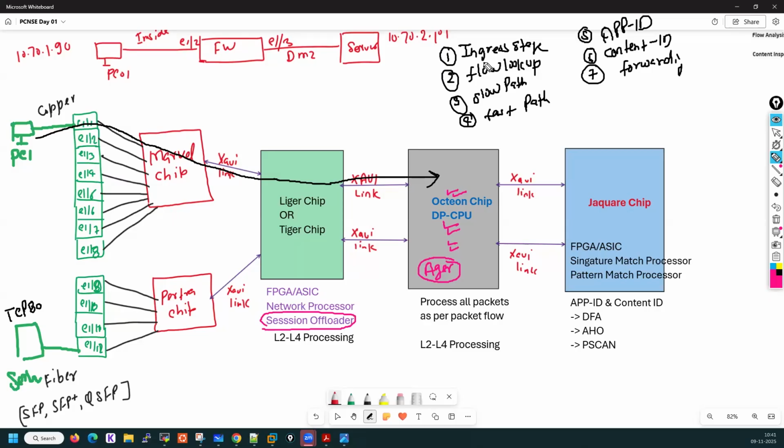Once this processing is done at the ingress stage, flow lookup, slow path, fast path, App-ID and Content-ID will not come into the picture because it's a TCP SYN packet. Then direct forwarding will happen. Now this packet will be delivered to the Liger Tiger chip, Petra, and after that to the server. Now the server will send the SYN-ACK. The SYN-ACK will be processed, then the acknowledgement will be processed by the Octeon chip.